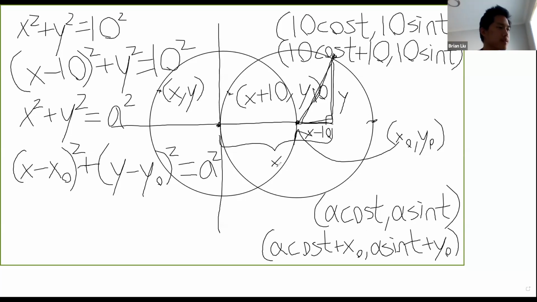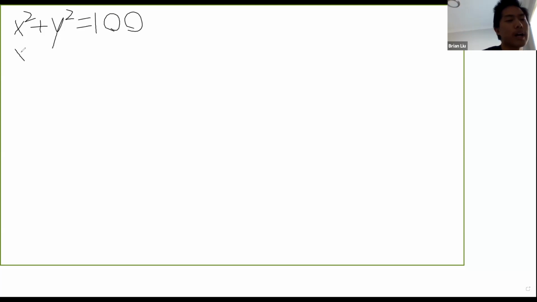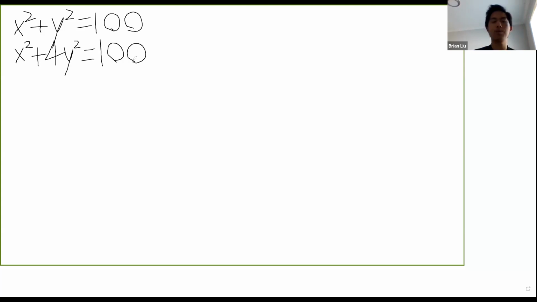Okay? So now that we dealt with x squared plus y squared equals 100, what if we change this y to be 4y squared equals 100? Now, what shape would that be? What is this equation? Okay, so yeah, what shape would that be?